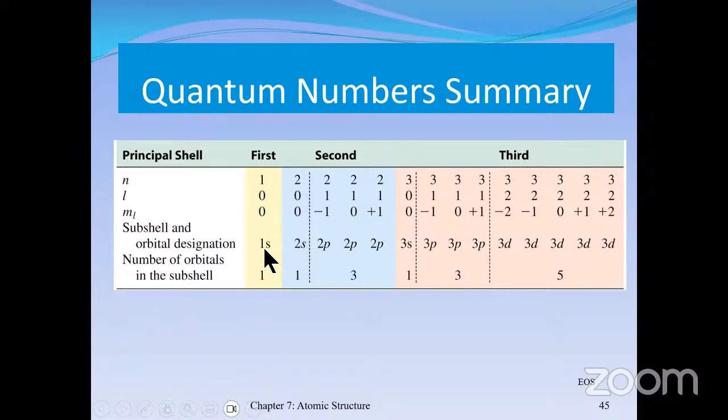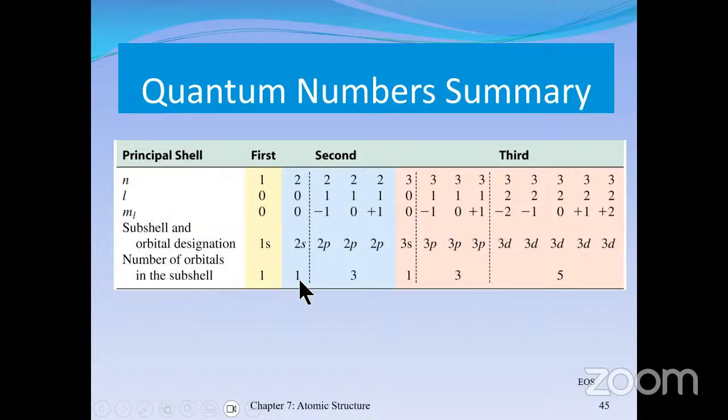Remember the SPDF notation that we talked about. S is where L is equal to 0. So that's why we have S here. The 1 here comes from the principal quantum number, right? And the number of orbitals present would simply be 1 because there's only 1 ML value.